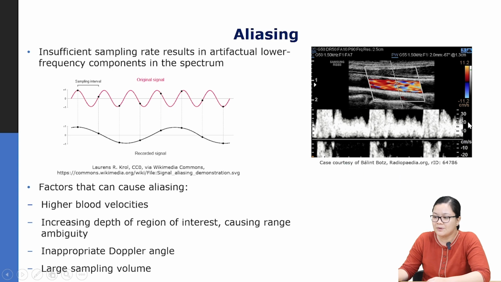So here's just an example of the wraparound artifact that one can see in a spectral Doppler. Here you can see that the really high flow velocities are wrapping around into the lower frequency components right here. And in a color Doppler, you can see that different colors, red and blue, are also in the region of interest, because this aliasing artifact can cause this wraparound in the Doppler display.